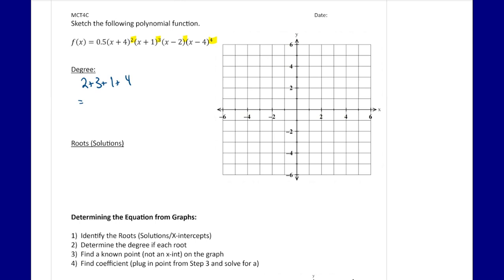Sorry, not 4. That should be a 2. My mistake. Let's just change that to 2. This gives us a degree of 8. So because it is a positive degree of 8, we can say it exits and enters in the same direction.